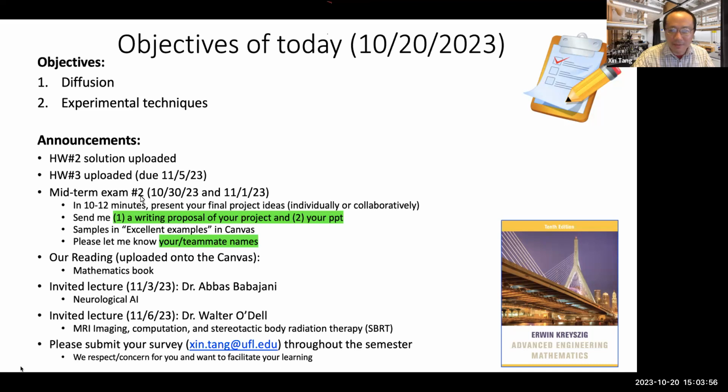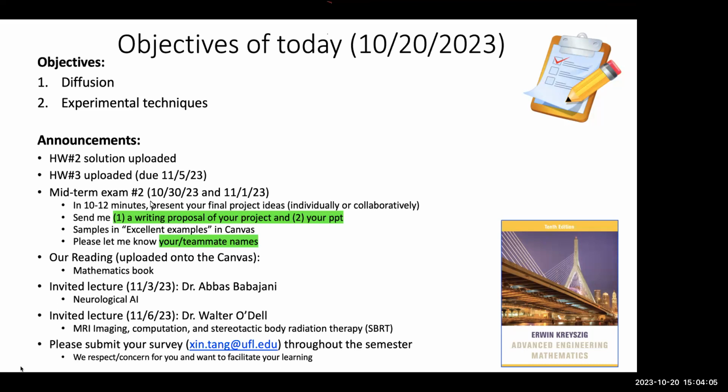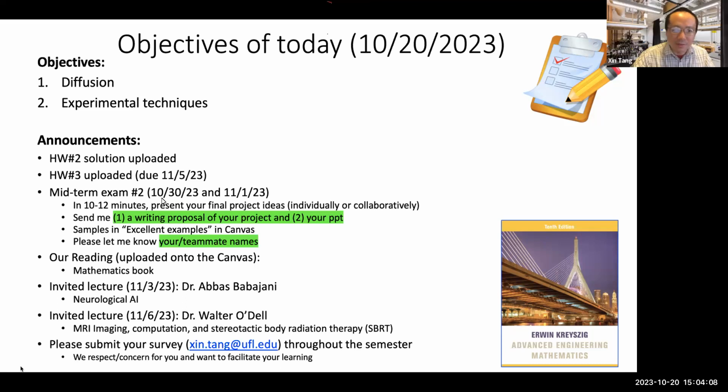So in midterm exam number 2, you will basically do 2 things. First thing is that you will present your project, mostly the idea and the plans you are going to do for the final projects. That will take about 10 to 12 minutes. And then we will leave 2 to 3 minutes for your peers to ask you questions, and then for you to answer that. Okay, so that's the presentation. The score of your exam number 2 is determined by that.